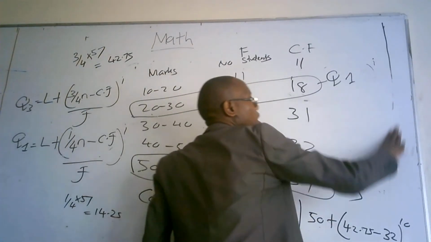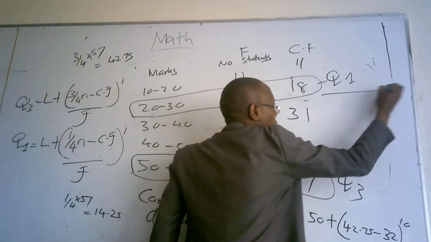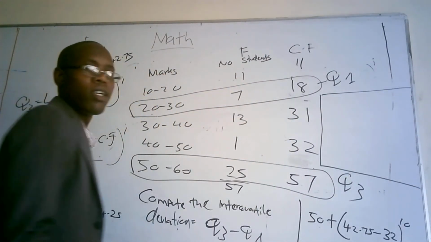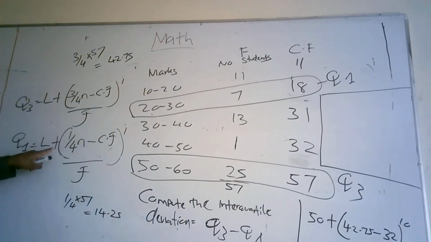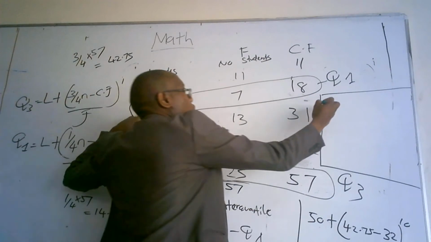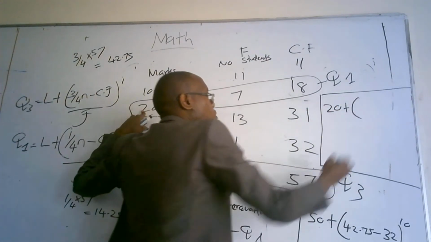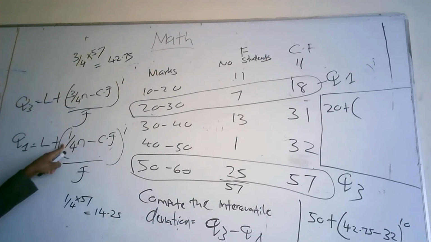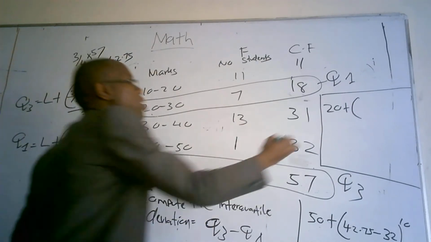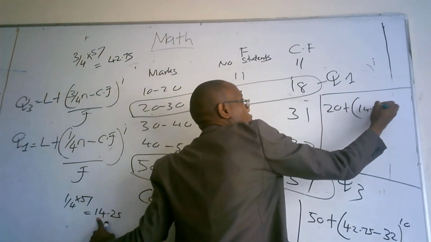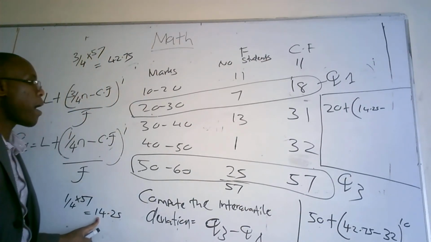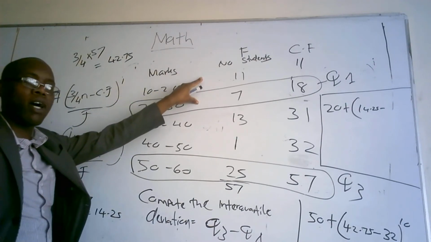Maybe you can solve it at this far end here. Let us just solve it here. The lower class boundary, quartile 1 class, we start with the lower class boundary, and the lower class boundary is 20. So you write your 20 here, plus into bracket 1/4n. This 1/4n is what we have substituted here, which is 14.25. It will be 14.25 minus the cumulative frequency above the quartile 1 class.